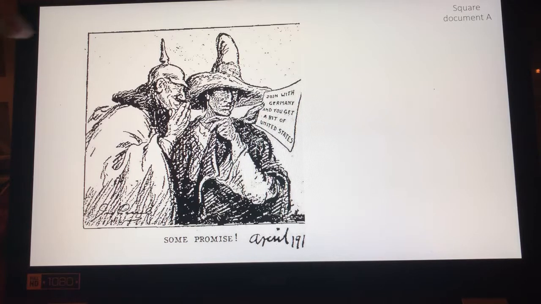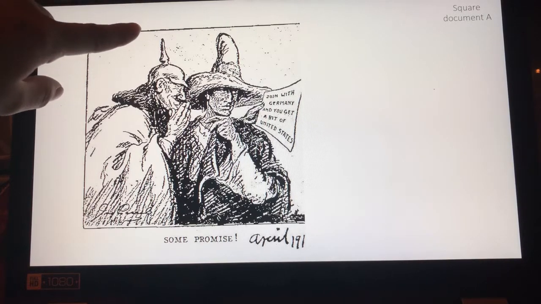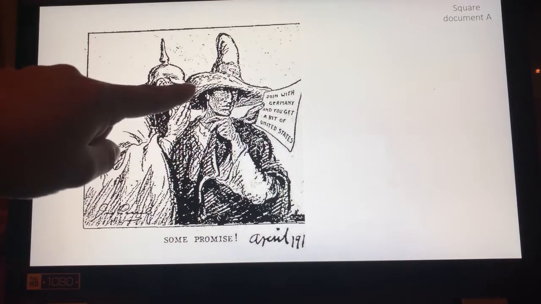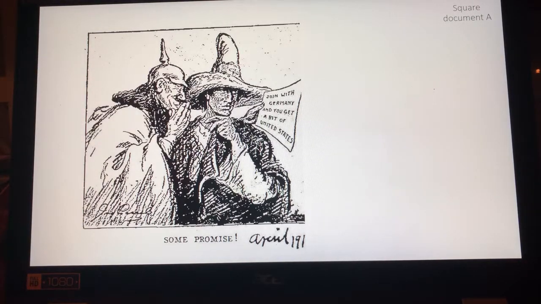Any time in history that you see a guy with the plume that sticks up like that, he's going to be a German. Anytime that you see a guy in a poncho with a sombrero, we're going to be stereotypical Mexican here. So the political cartoon is called Some Promise. There's a German dude whispering into the ear of a Mexican person. It says, join with Germany and you will get a bit of the United States. So this should evoke what we read in the last document, the Zimmermann telegram.